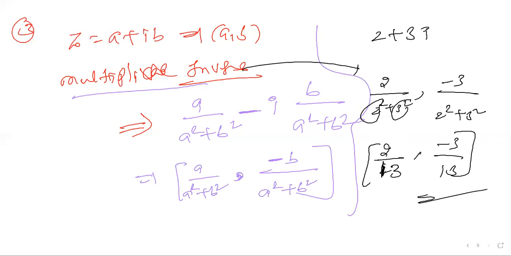Okay, any doubt? Still clear? Yes, sir. So this is how, given a complex number, you find the complex conjugate, how to find the additive inverse of the given number, and how to find the multiplicative inverse. Clear now? These are the three basic formulas.